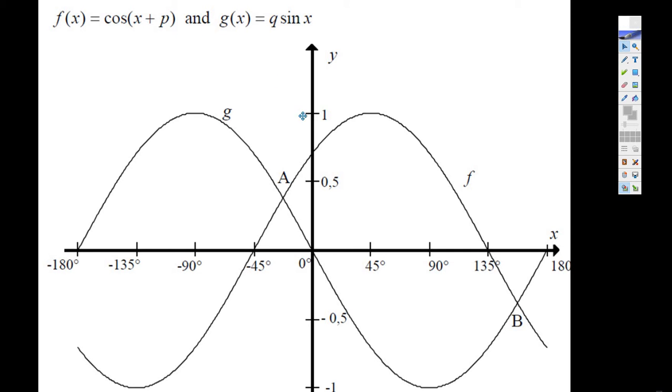Now, this is a cosine wave. It normally goes through 0 and 1. But look, it's gone through 45 degrees here. Right here at 45 degrees it hits 1. That means it's moved 45 degrees to the right. You gotta know that means that P has to be minus 45. When you subtract, you shift a graph to the right. When you add, you shift it to the left.